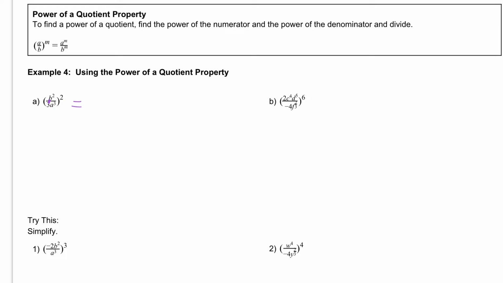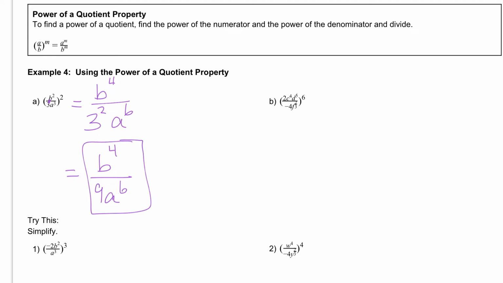So our first step here is just to multiply all the exponents inside by the 2 that's on the outside. On the top, we get b to the fourth. On the bottom, we get 3 to the second times a to the sixth. And since this is a number, we can plug that into our calculator. 3 to the second power is just 9. So we end up with an answer of b to the fourth divided by 9a to the sixth.